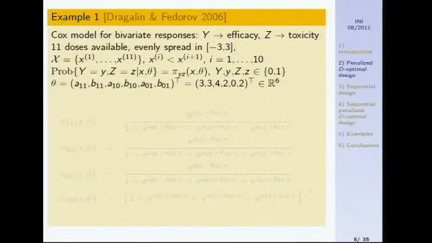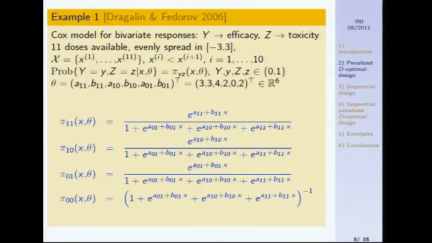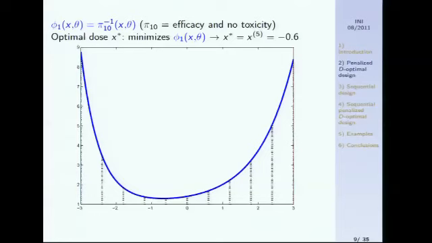So here is an example which is taken from this paper by Vladimir and Valery. It's a case where we observe efficacy and toxicity. We have 11 doses in the interval -3, 3, and the model is the following one. I think it's Cox's model. So we have, for instance, this is the probability of efficacy and toxicity, this is efficacy and no toxicity, no efficacy and toxicity, and nothing. Yes. So we have 6 parameters here.